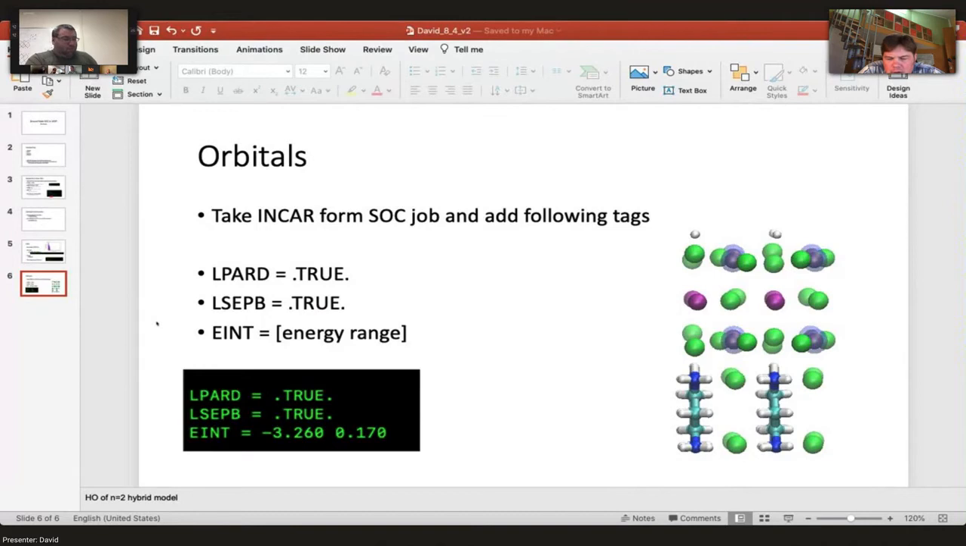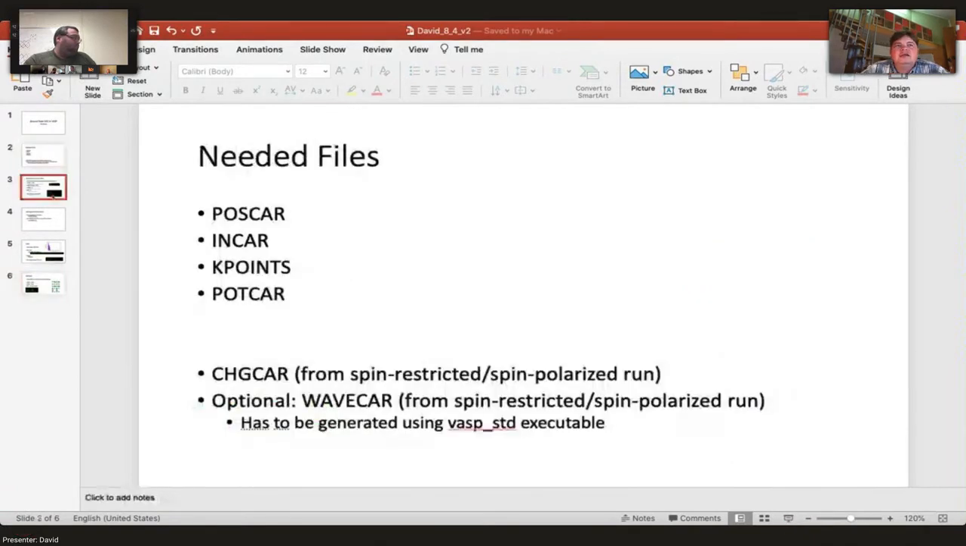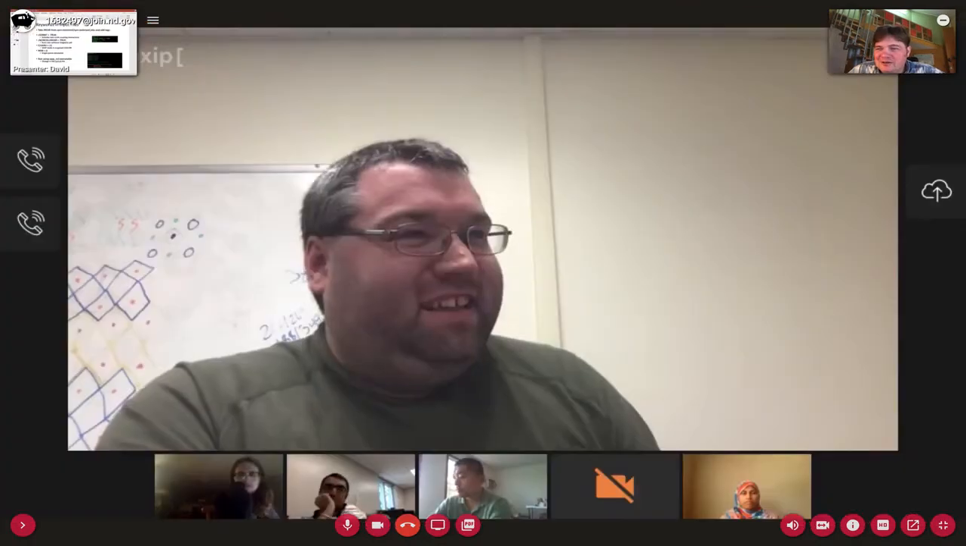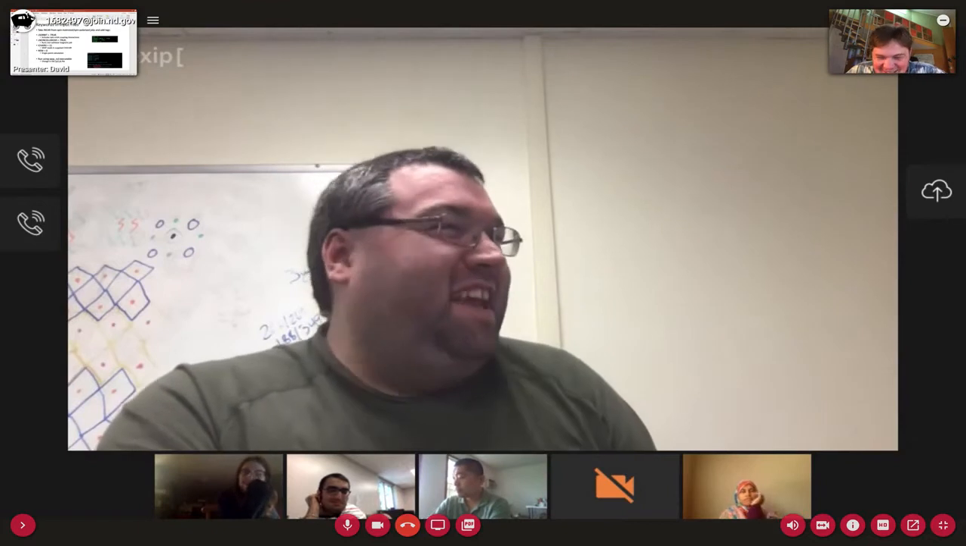So a couple of technical questions. When you do single point calculations, in your previous slides, like slide three, you were mentioning that there are specific keywords like non-collinear true, LSorbit, and so does one need to include the same keywords into the incar if you are targeting to convert wave car into par charge? I want to say yes, I always have. So it doesn't hurt to include them. I don't think it's probably strictly necessary.